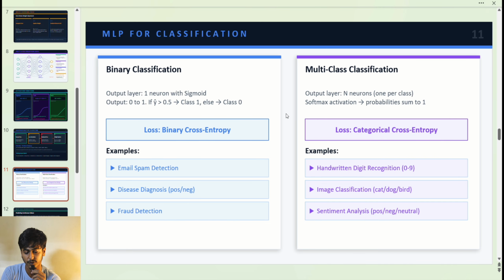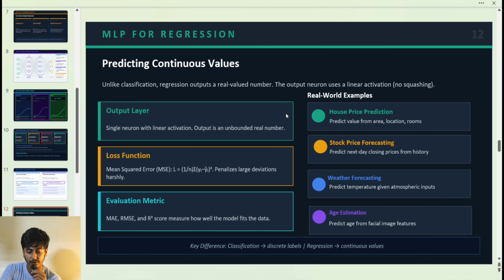So moving to slide number 12. So now we will see predicting continuous values. While classification deals with categories, regression is about predicting continuous real-valued numbers. Think of house price prediction or weather forecasting. Architecturally, the key difference lies in the output layer. We use a linear activation or sometimes no activation at all, allowing the output to be unbounded.